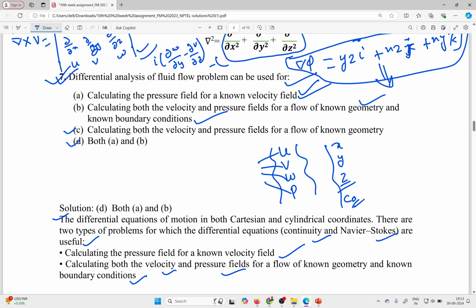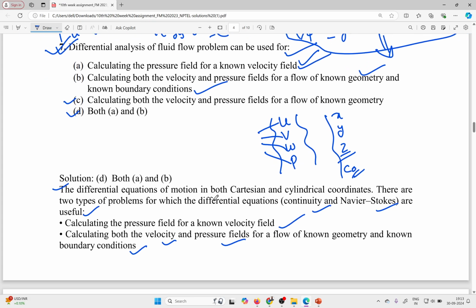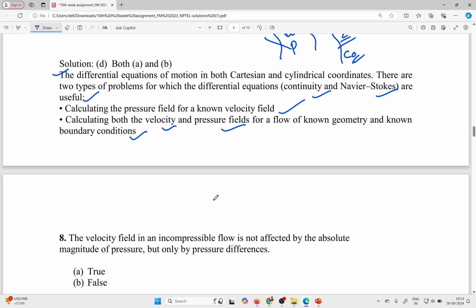This is vast, that is the advanced fluid mechanics. If you heard about the CFD things, generally we discuss in the advanced fluid mechanics, not at the undergraduate level. So okay, this is the additional information about the Navier-Stokes equation and the continuity equation and your fluid flow characteristics. Now we'll move ahead to question number 8.